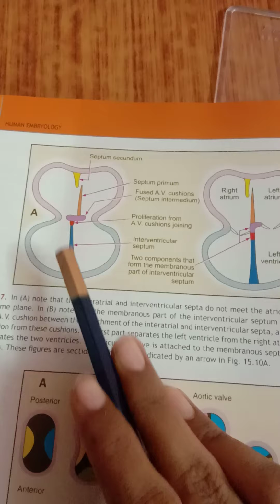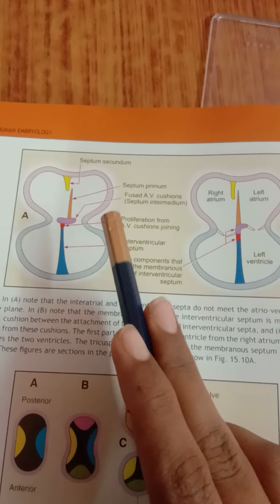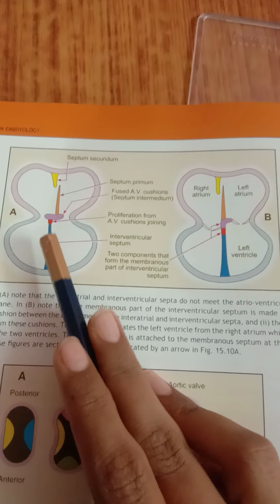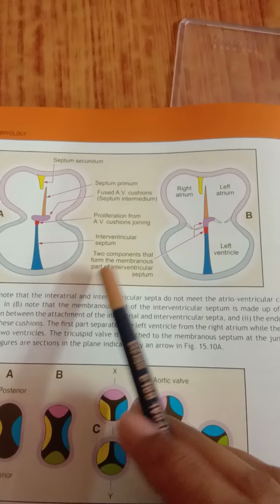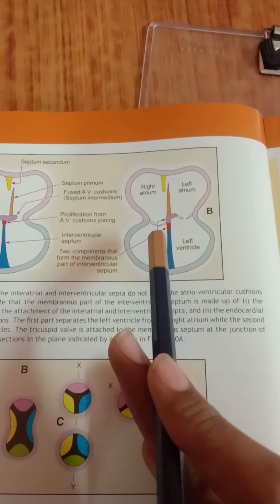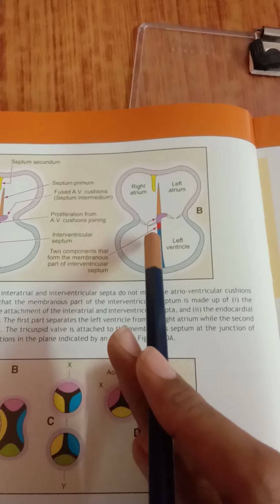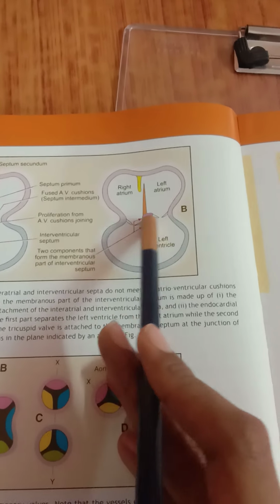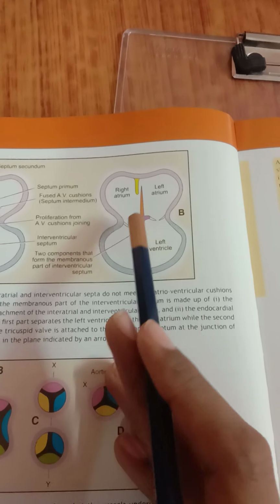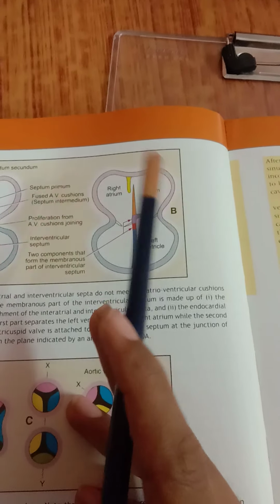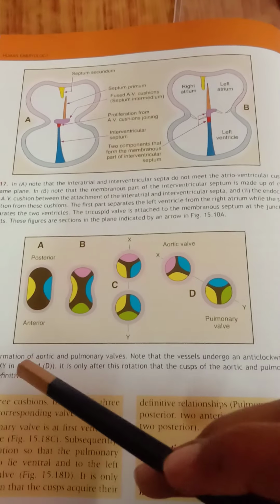So this you can see here, septum secundum, septum primum, fused AV cushion, septum intermedium is formed, proliferation from the AV cushions joining the interventricular septum, two components that form the membranous part of interventricular septum. So the membranous part of interventricular septum is formed from the septum intermedium, and the muscular part is formed from the floor of this bulbous part. So right atrium, left atrium. So you can see the posterior, anterior aortic valve, pulmonary valves.